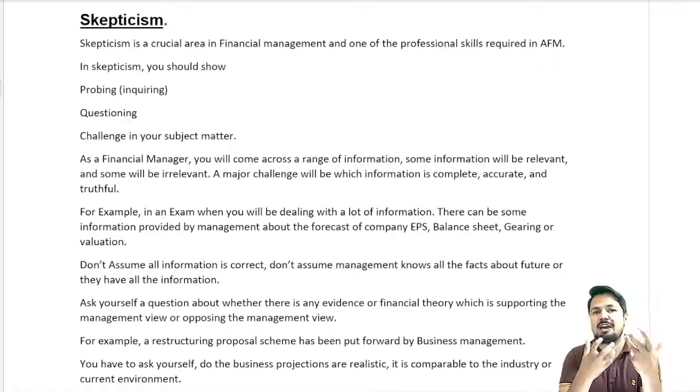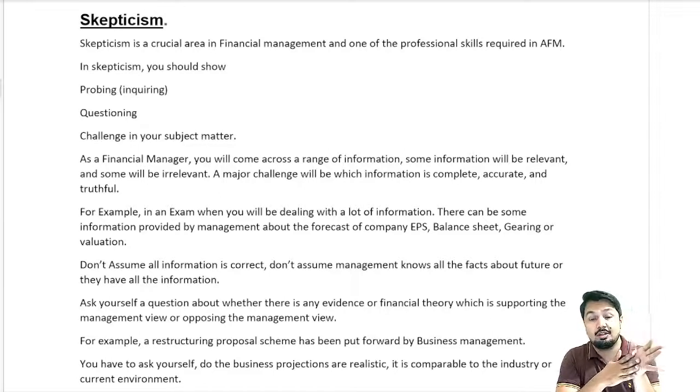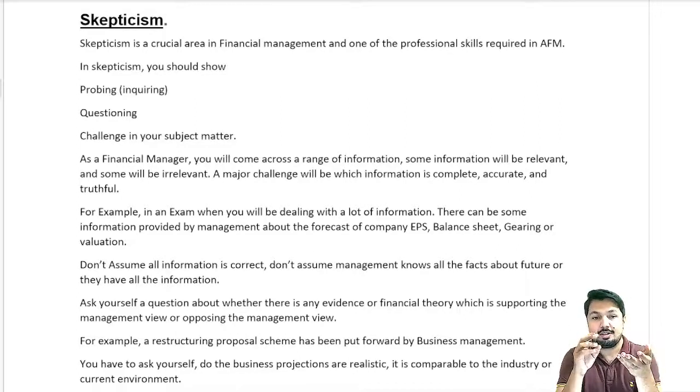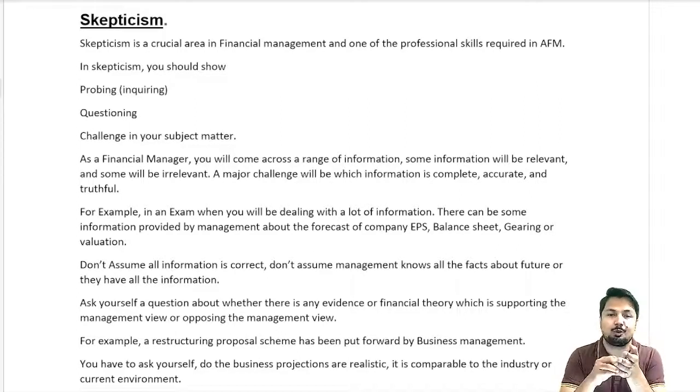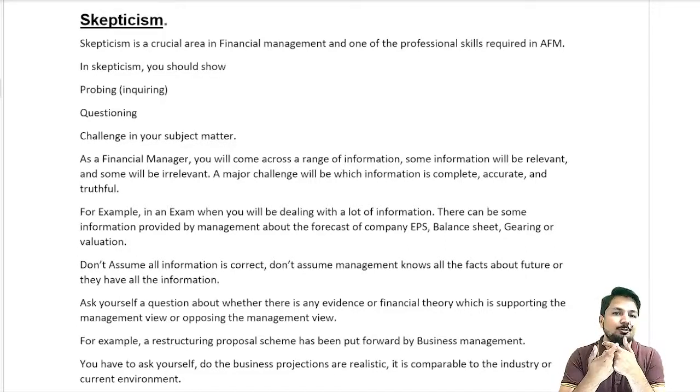As a finance manager, you will come across a lot of information. Some information will be relevant, some will be irrelevant. Your major challenge will be which information is complete, which information is accurate, and which information is truthful. Because if the information is incomplete, inaccurate, or wrong, your decision making will be wrong. So in the exam, there will be a lot of information provided by the management.